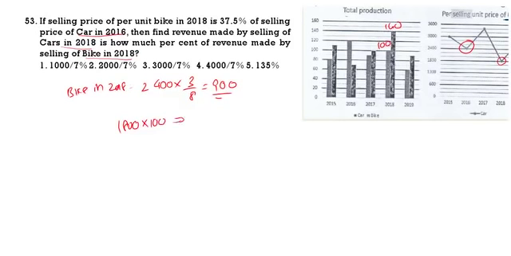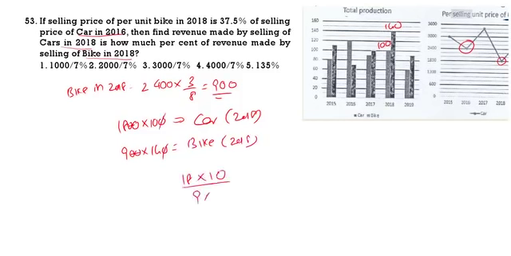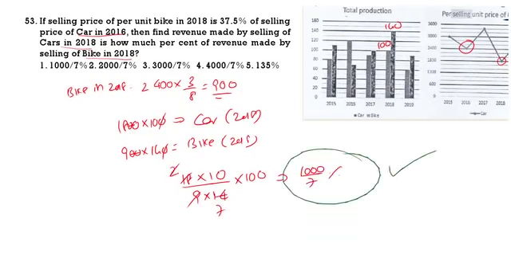This is car in 2018. Bike in 2018, 900 into 140. This is bike in 2018. This is what percent of this? This is asked. Now here two zeros cancel. Here 10 cancel. So 18 into 10 by 9 into 14. What percent means into 100. Do the calculation for this. 9 ones, 9 twos, 2 ones, 2 sevens. We are going to get 1000 by 7%. The correct answer is 1000 by 7%, which means option 1 is the correct answer.